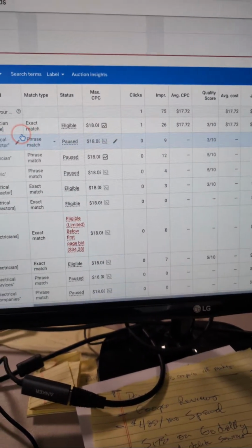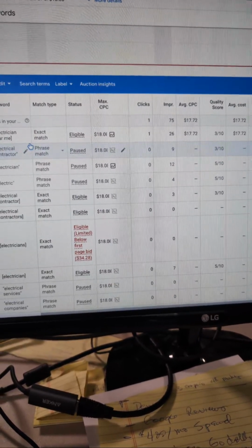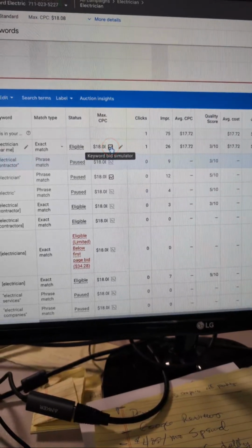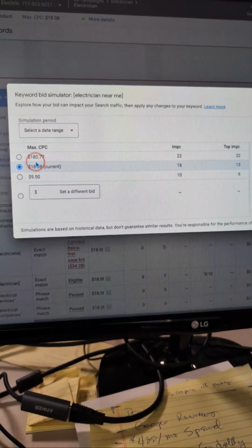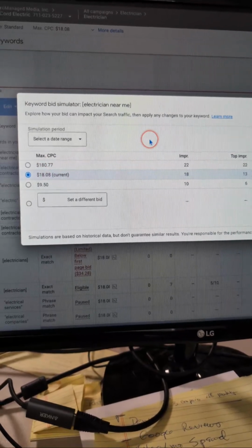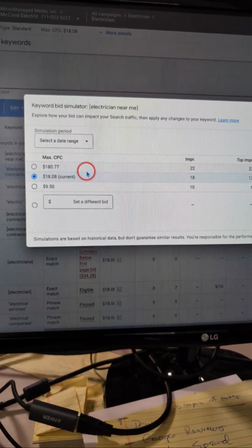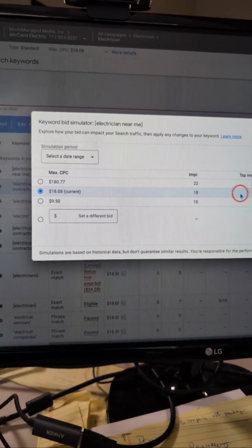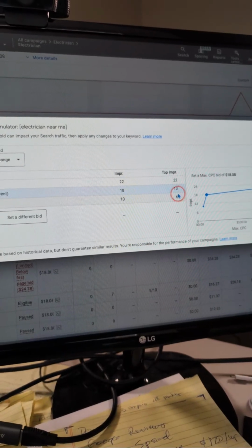And we're in a small town. If this was Dallas, Texas, this would probably be 300% more. But for "electrician near me," let's see what their bid simulator says. If you go by their bidding suggestions, I would literally be paying 10 times as much per click. I don't know how you make a profit at that. I don't even know how you make a profit at $18, but $180 a click for electricians near me. And it doesn't even result in that many more clicks, as you can see.